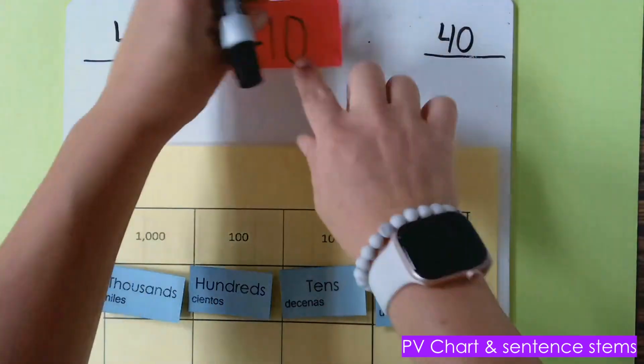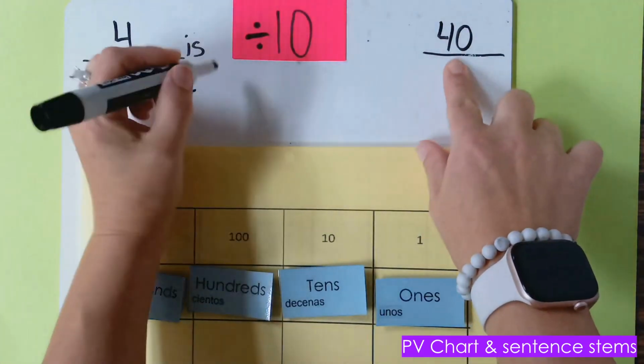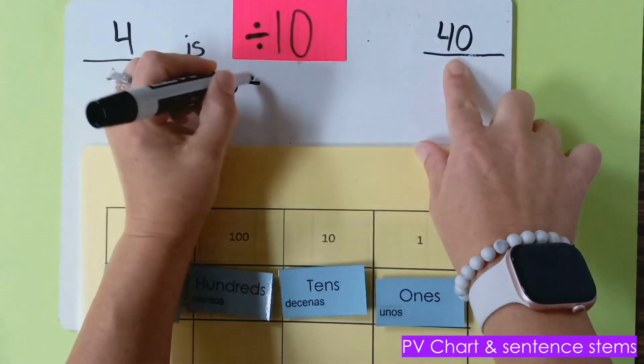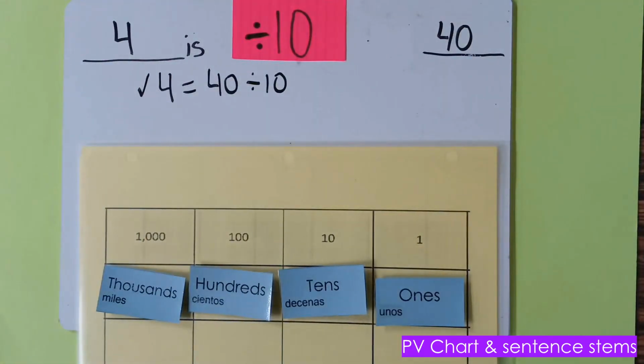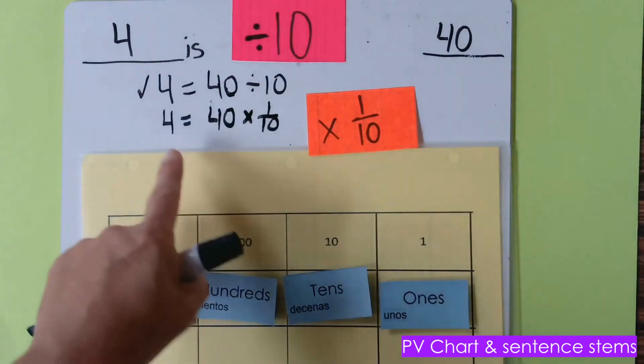To prove a sentence true or false, students can write out the equation that would be utilized to see if it is correct.